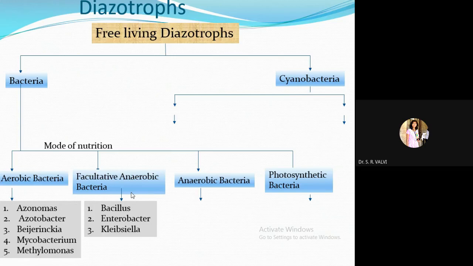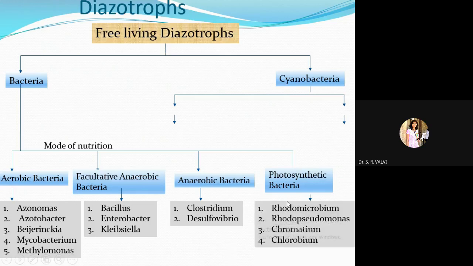Next, facultative anaerobic bacteria examples. See the examples of this. Bacillus, we have heard of this Bacillus before. So Bacillus is a facultative anaerobic bacteria. Then Enterobacter as well as Klebsiella. So these three are facultative anaerobic bacteria. Anaerobic are two. Here Clostridium and Desulfovibrio. So these two are anaerobic bacteria, whereas photosynthetic are four.